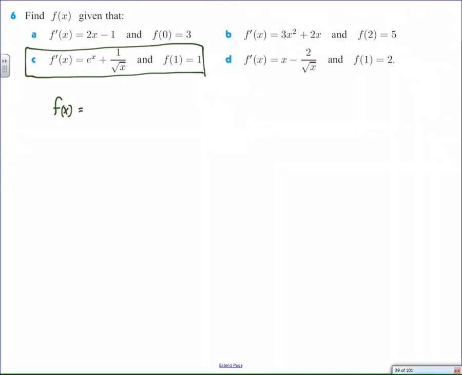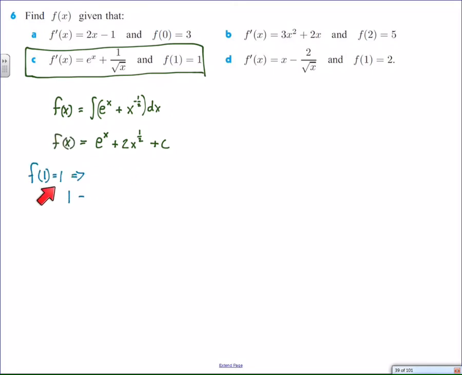Finally, for one last example, we throw in some ugliness like an e to the x and this 1 over the square root of x, just to remind you about some integral processes. For the integral of e to the x, that's e to the x, thank you. And then here we raise the power by 1, so negative a half plus 1 is 1/2, and then I divide by a half, which is multiplied by 2. So that's the function with the unknown constant.